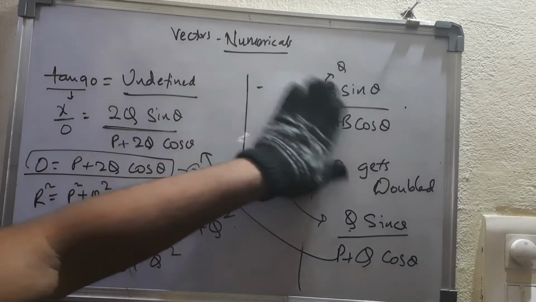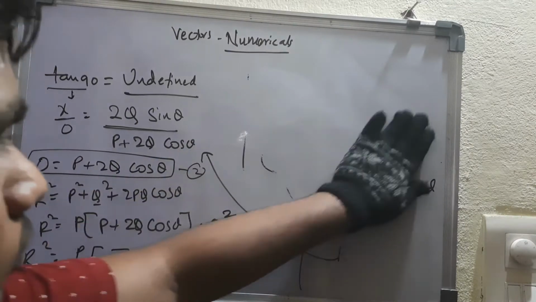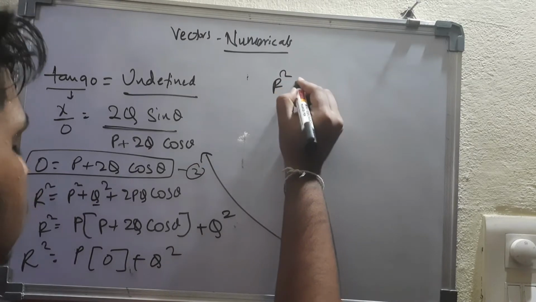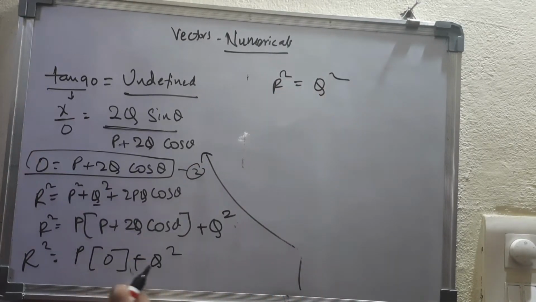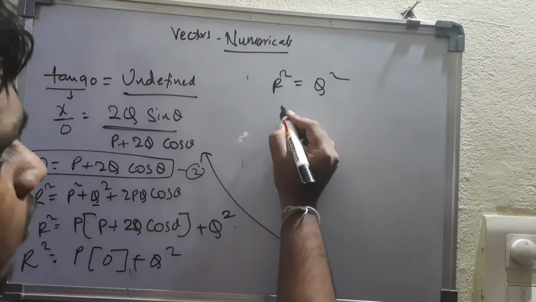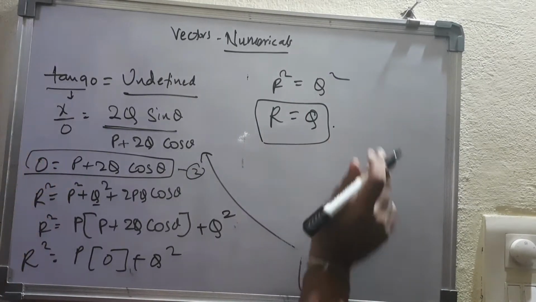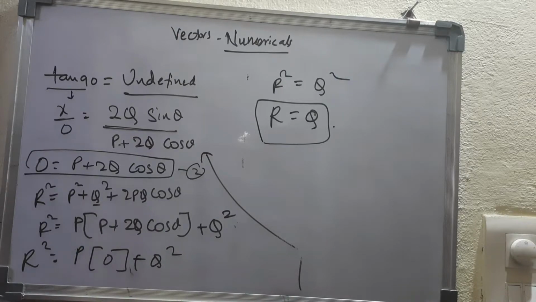So r square equals q square, since p into 0 is 0. Therefore r equals q. So this is the condition and this is the correct option.